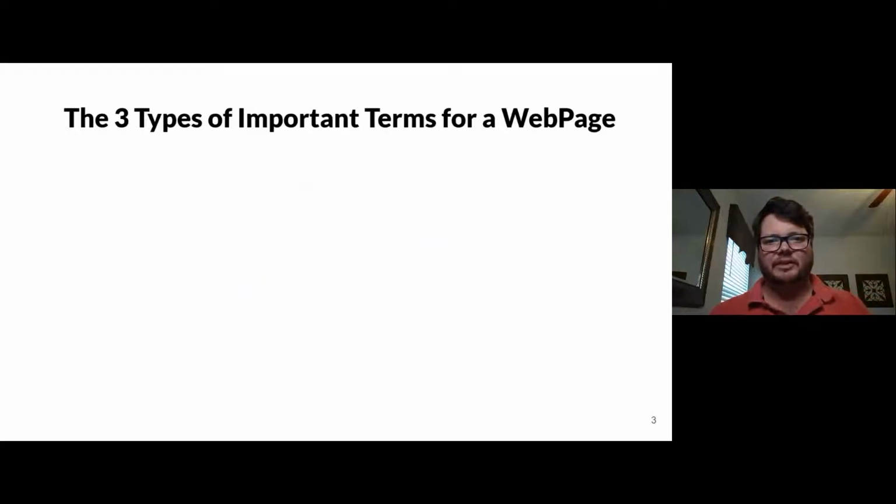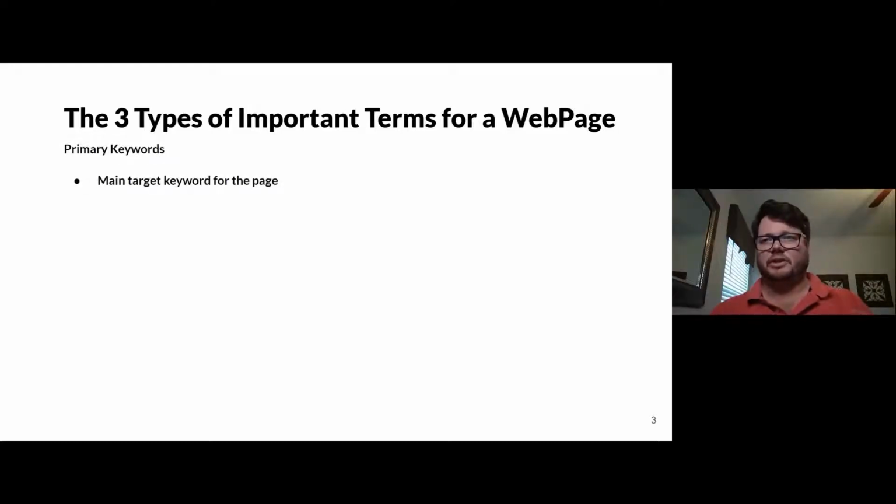It's important to understand that there are three types of important terms for a web page. These are terms that Google is looking for that help Google understand what this page is about. Should they index this page for a particular term or terms? And then should they rank it higher than other pieces of content that are trying to do the same type of thing? The first thing is your primary keywords.